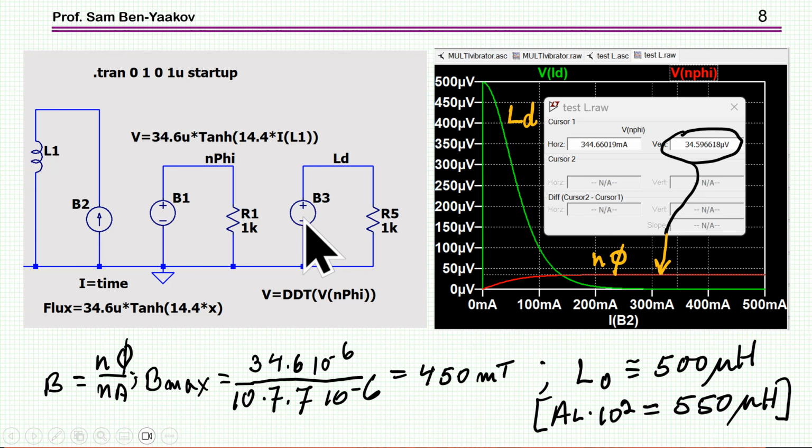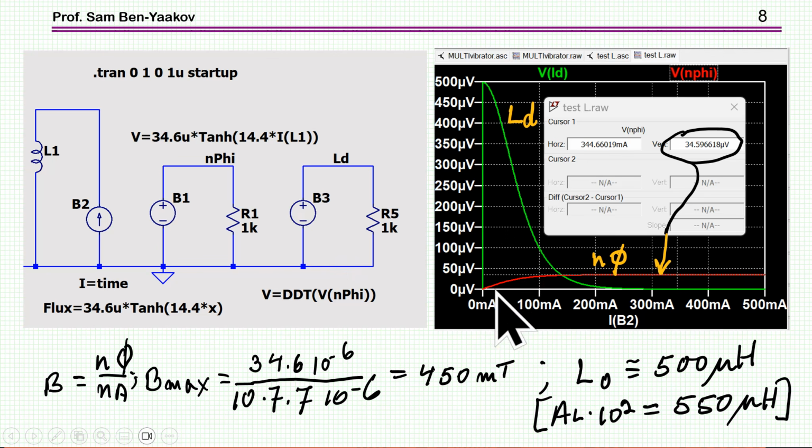Now, to be able to take this derivative, which is with respect to time, I have made this source, this current, defined by time. So 1 second means 1 amp, 2 seconds 2 amp, etc. So by this, I can take this derivative with respect to time, which is also the derivative with respect to the current. Okay, so this allows me to do that. And here is what I am getting.